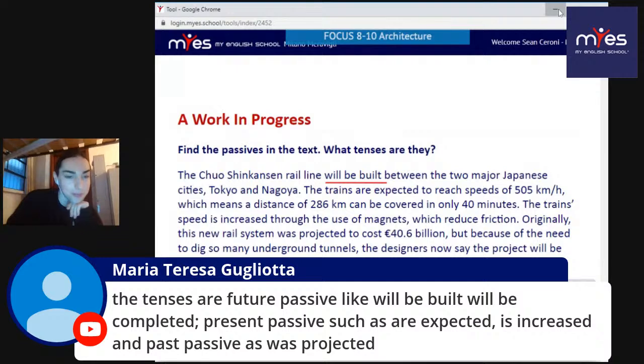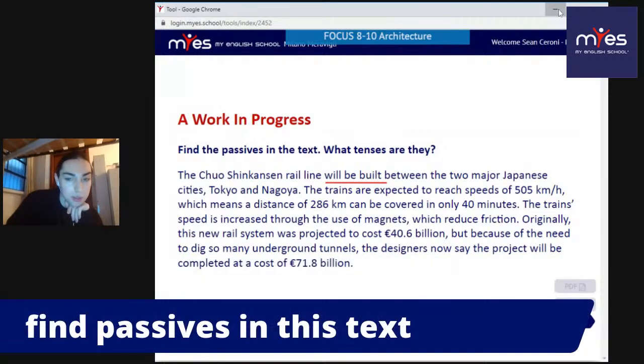Oh, here we go. Mary noticed before I did. Tenses are future passive, like "will be built", "will be completed"; present passive, such as "are expected", "is increased"; and past passive, that is "was projected". Yeah, very good. So we are talking about the future here.